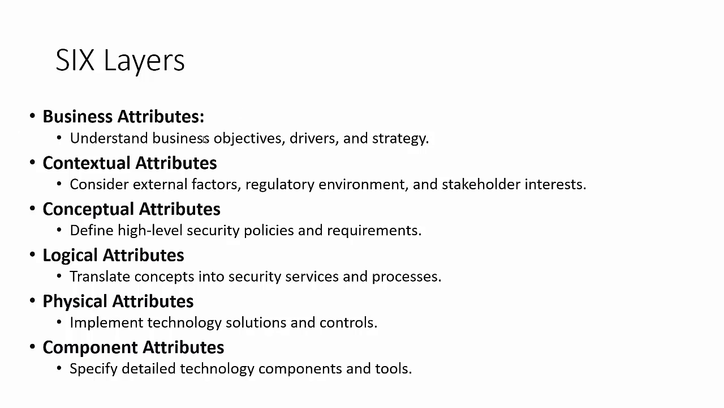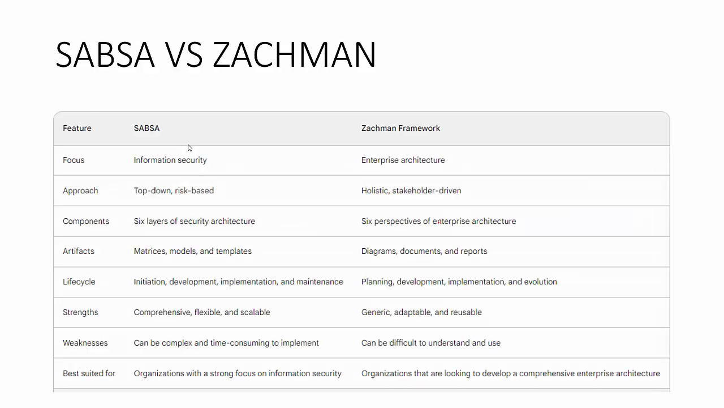I've seen a lot of people get confused between Zachman and SABSA, because SABSA is used with Zachman in the organization. So this is the difference we have. SABSA is focused on information security, whereas Zachman is an enterprise architecture. SABSA is a top-down and risk-based approach. It is purely holistic and stakeholder driven. It has 6 layers of security architecture, while Zachman has 6 perspectives of enterprise architecture. It talks about matrix, model and template, and about diagram, document, report.